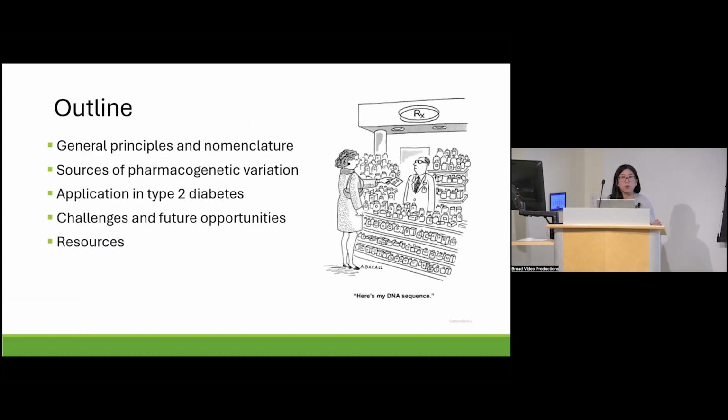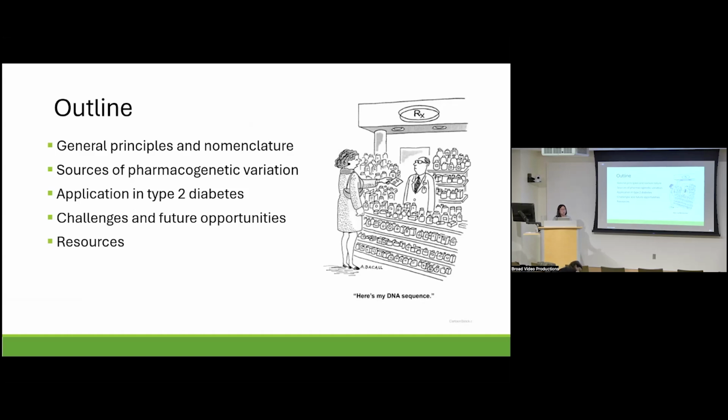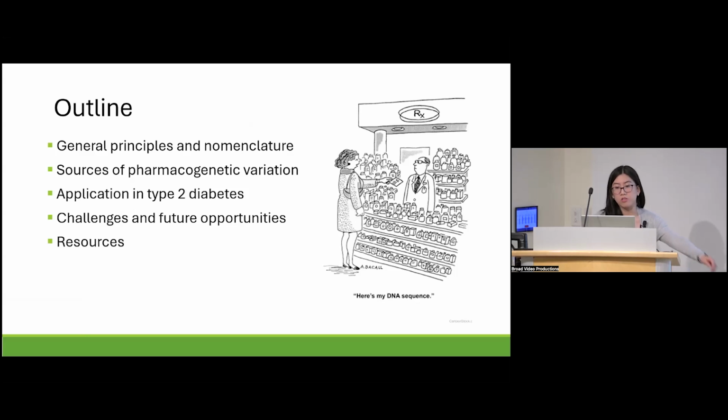And so here's a brief outline of my talk for today. I will start with general principles and nomenclature for the field, give some examples on sources of pharmacogenetic variation, move into some examples in my area of work, which is type 2 diabetes. And then we'll close with reviewing some challenges and future opportunities in the field, as well as some resources for those of you who are interested in embarking on your own journeys in your disease of interest.